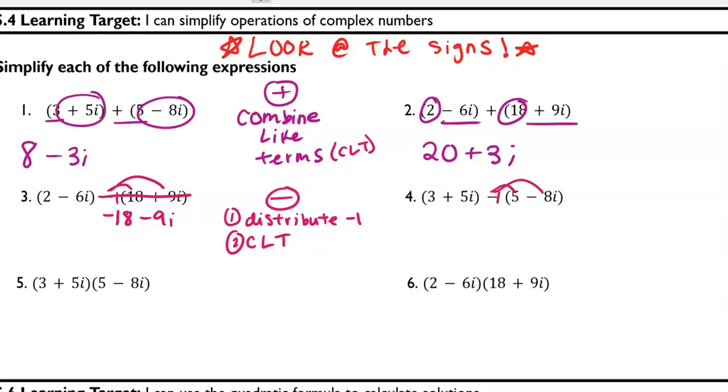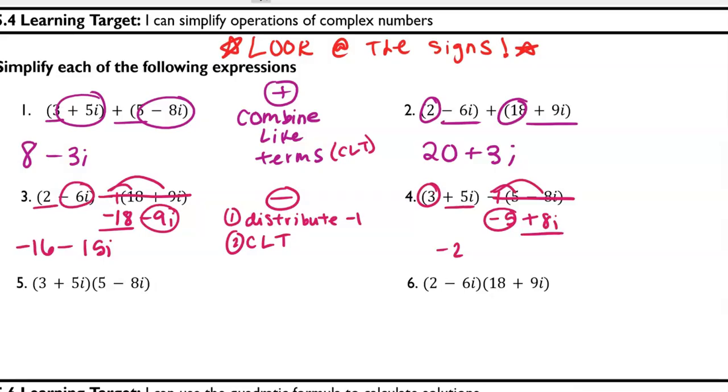Now we can combine like terms. So we have 2 minus 18, which is going to give us a negative 16. Then we have negative 6i minus 9i, and 6 plus 9 is 15. All right, on number 4, we distribute the negative 1. So now we have negative 5, positive 8i, and now we can combine like terms. 3 minus 5 is negative 2, and 5 plus 8 is 13.